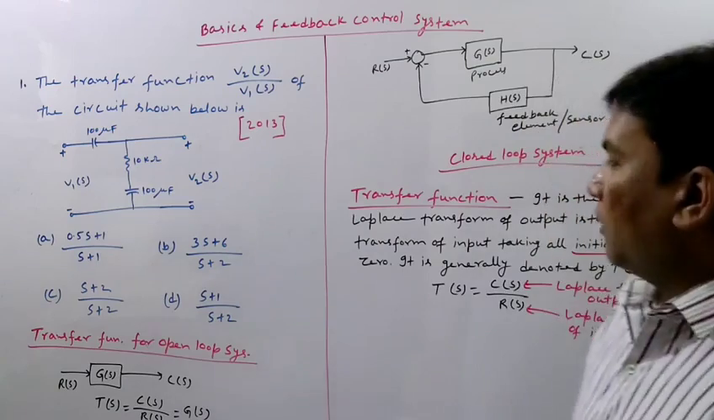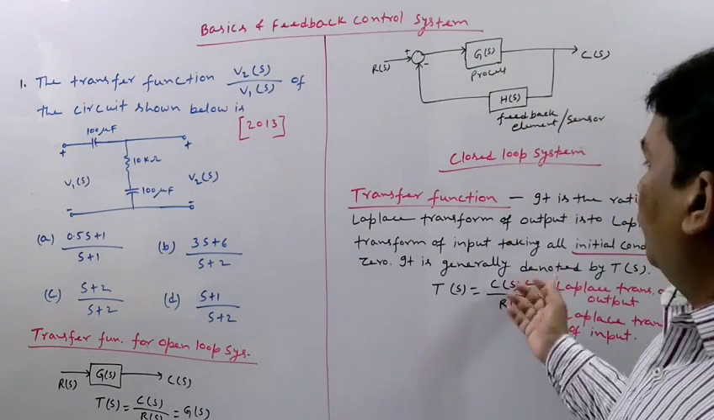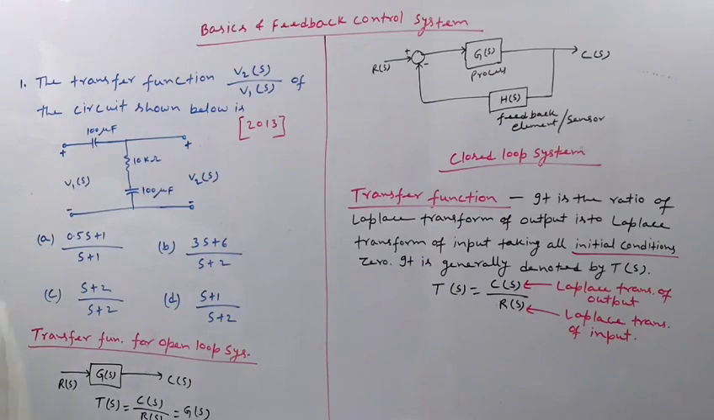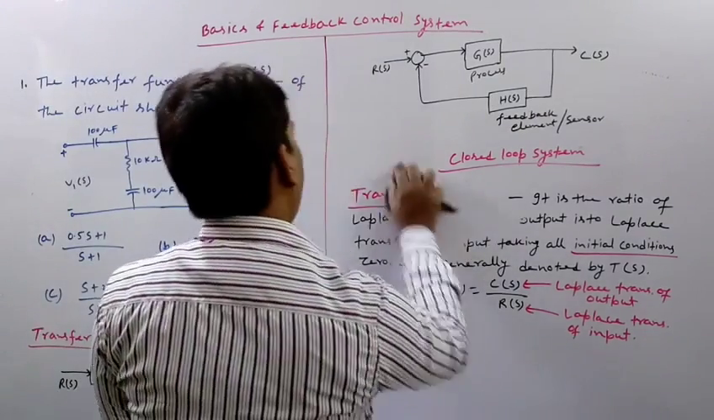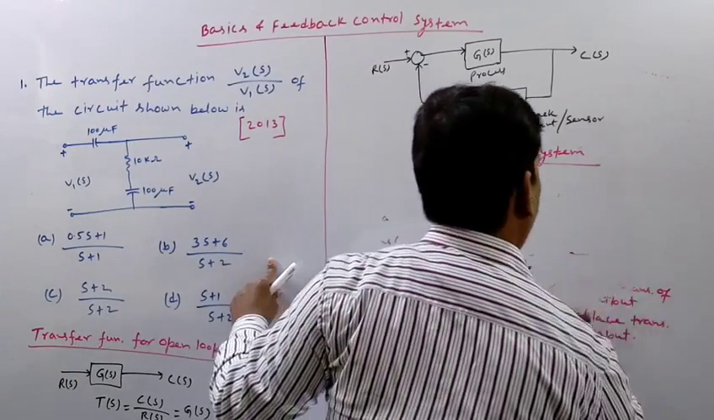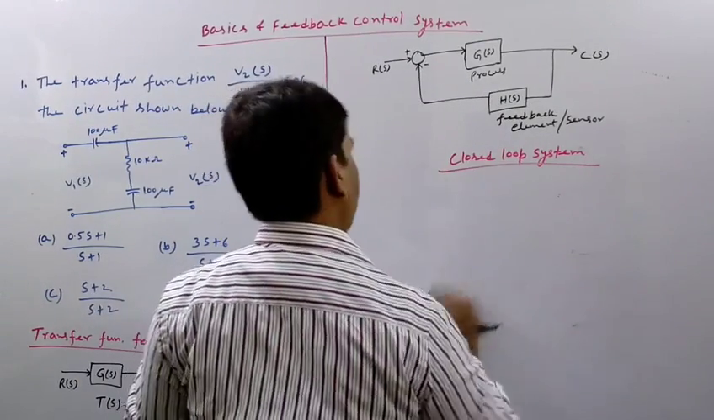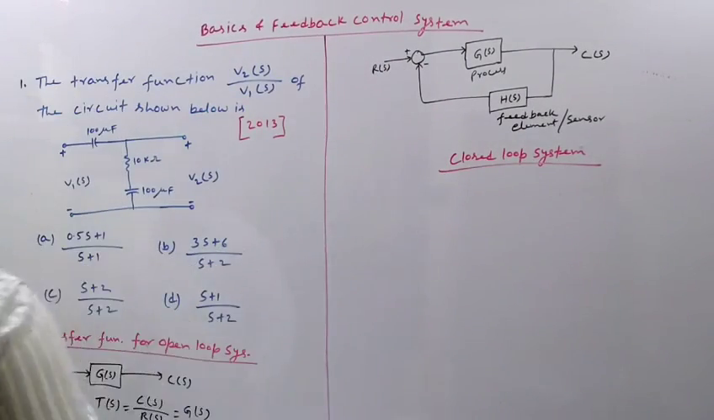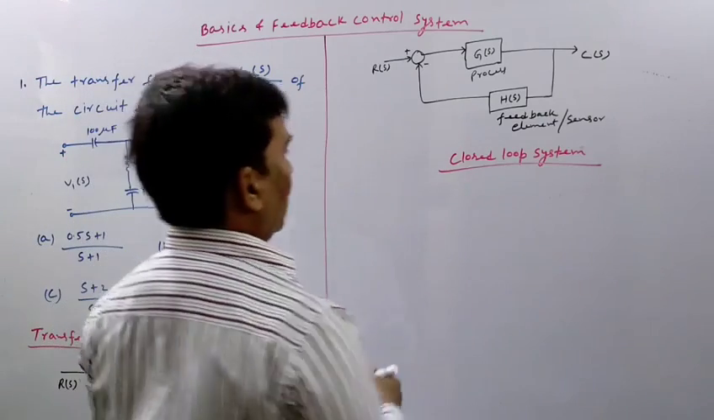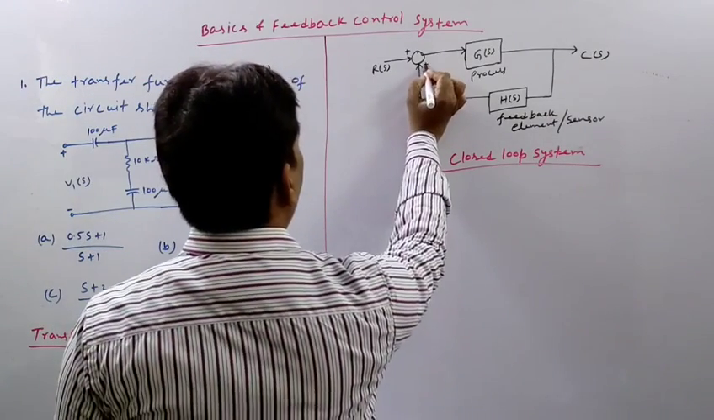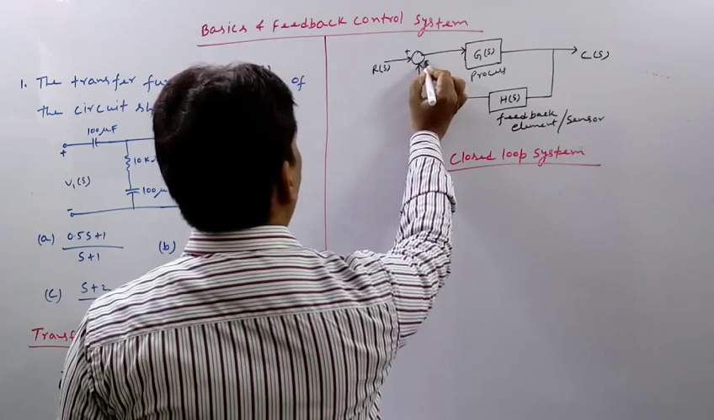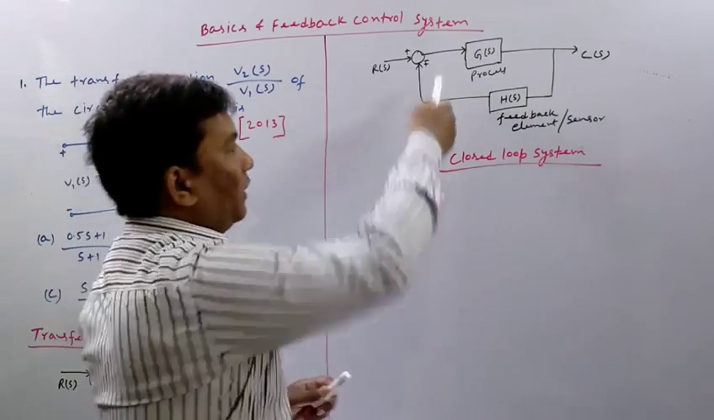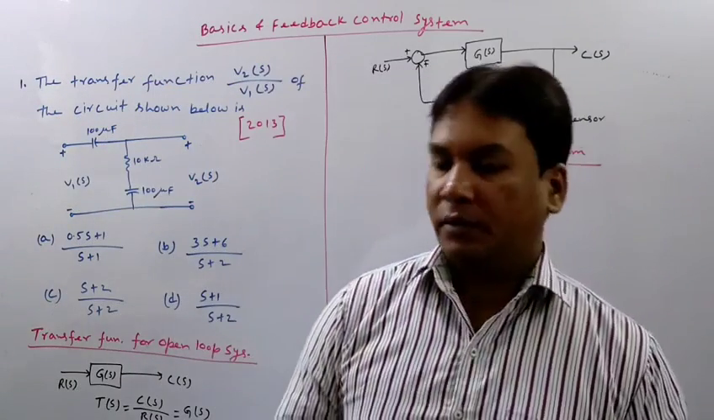And what will be the transfer function in case of closed loop system? So let me wipe this out so that we could derive the transfer function for closed loop system. Suppose this is our closed loop system. Suppose this is, it may be positive or negative both. In case of negative feedback, it is negative. In case of positive feedback, it is positive.